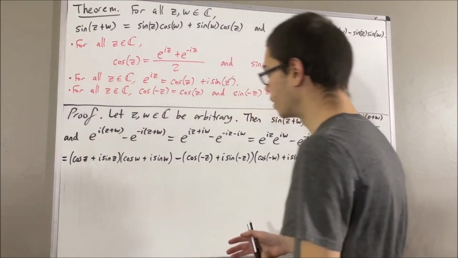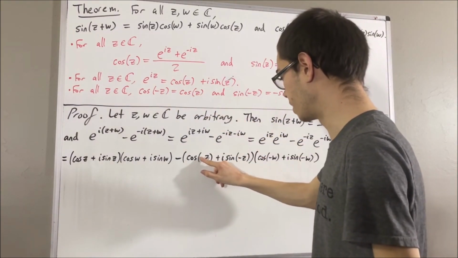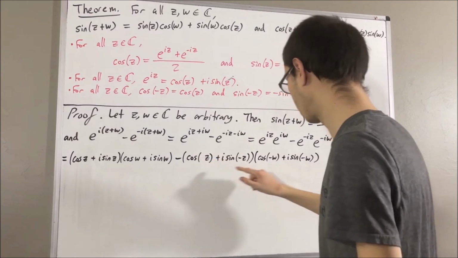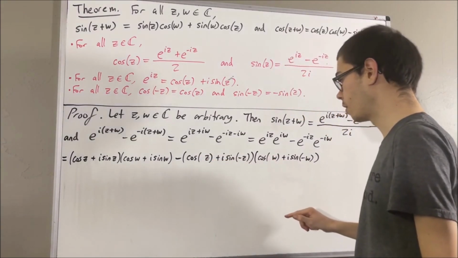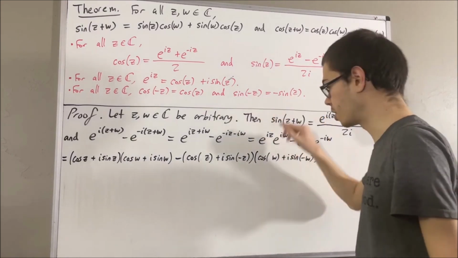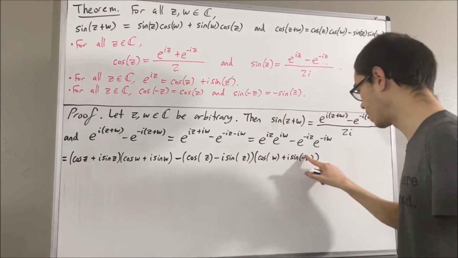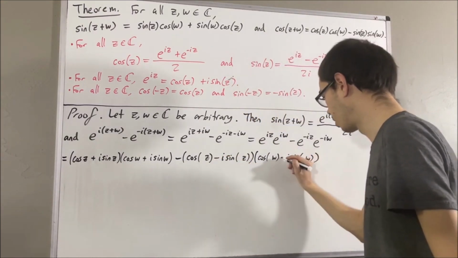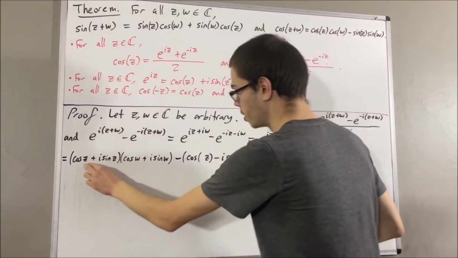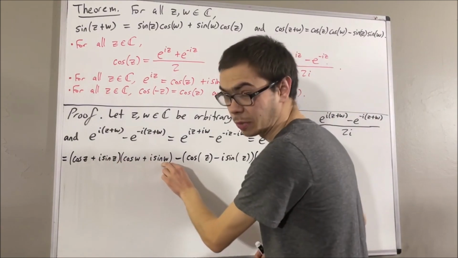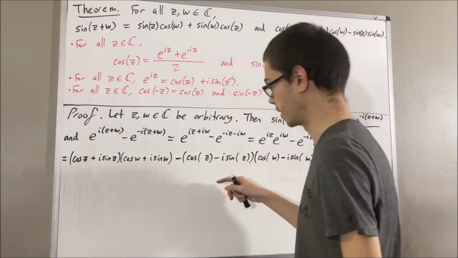But now, since cosine is an even function, we know that cosine of negative z is equal to cosine of z, and cosine of negative w is equal to cosine of w. Further, since sine is an odd function, we can pull the minus sign out to the front, and we can pull the minus sign out to the front. So we have this. And actually, since I didn't put parentheses around the arguments here, I'm going to just get rid of the parentheses here as well, just for consistency.